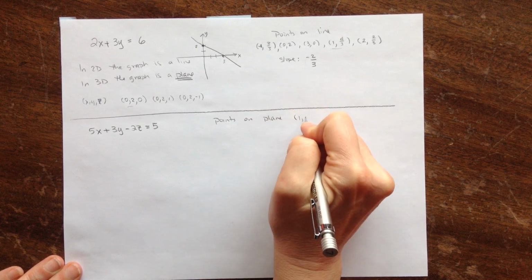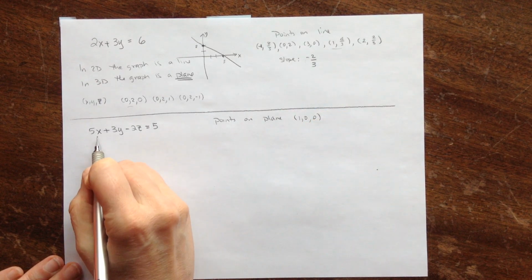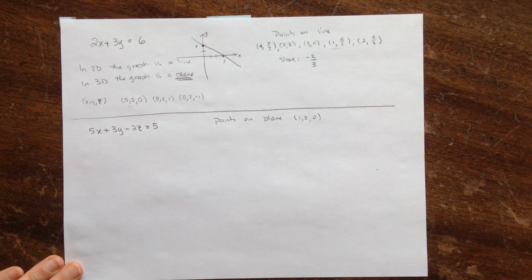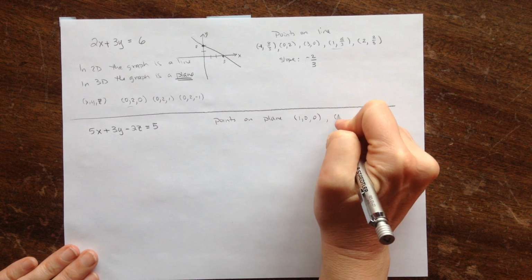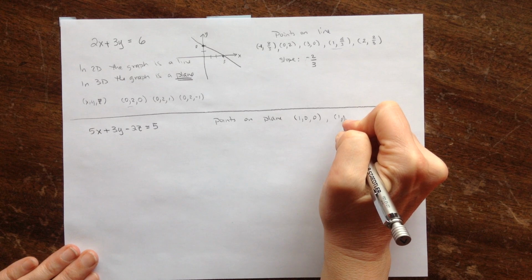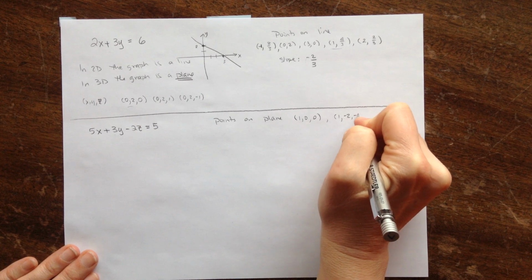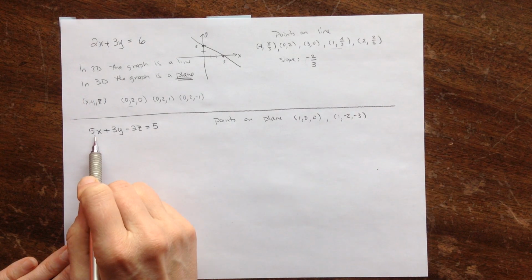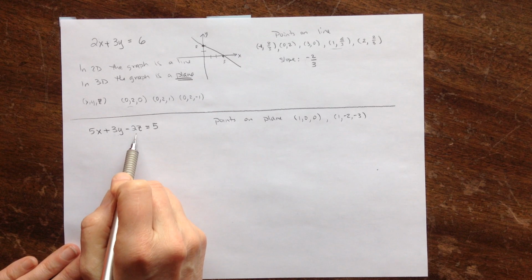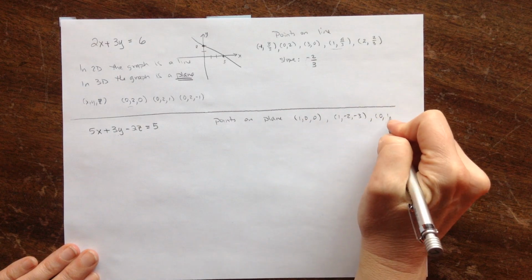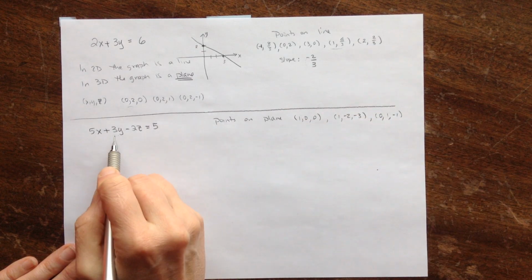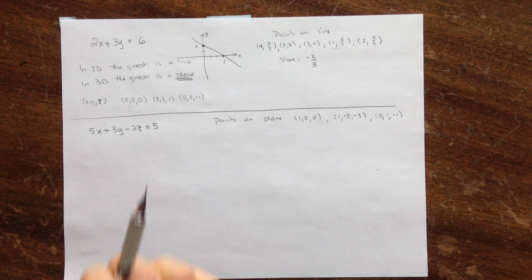Like an easy one to see is (1, 0, 0), because you plug in x equals 1, 0, 0, you get 5 times 1 is 5, plus 0 minus 0 is just still the 5. And then we have (1, -2, -3), right? So that would be 5 minus 6 plus 6 is still 5, yes. And then if we did (0, 1, -1) here, we'd get 0 plus 3 plus 2 is 5. So there are 3 points on the plane.